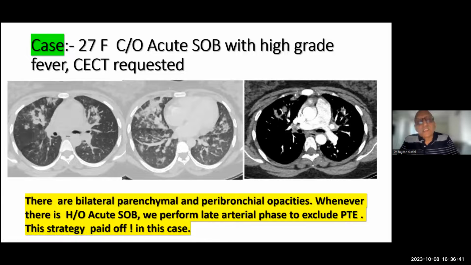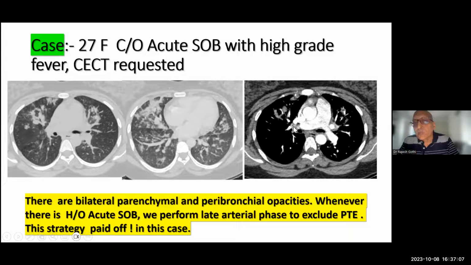Now, here's a 27-year-old female patient. She came with acute shortness of breath. She also had high fever and a CECT was requested. So there are again scattered areas of consolidation in both lung fields. This is a typical picture of bronchopneumonia. There are solid areas scattered bilaterally, not lobar pneumonia. Lobar pneumonia would have been in the lobe. One of these lesions showed a central lucency.